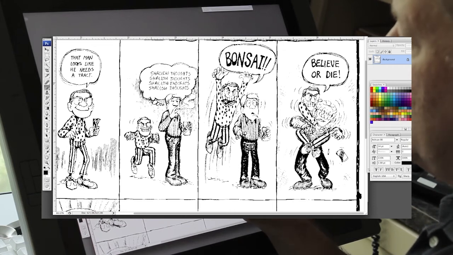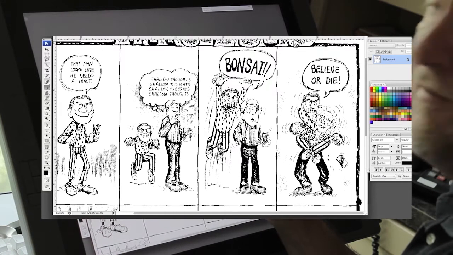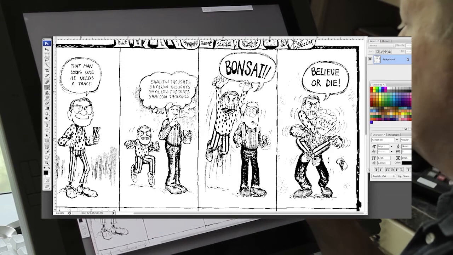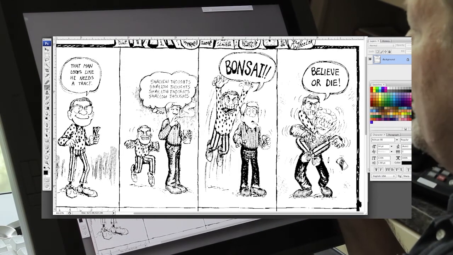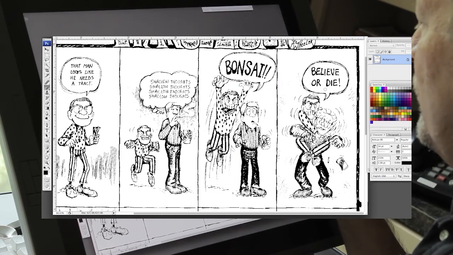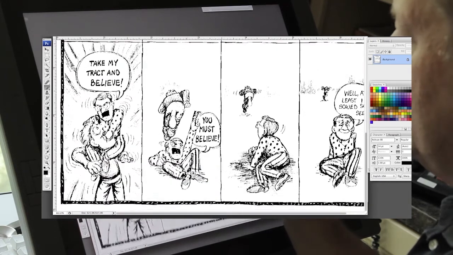And you see his approach there. He's sneaking up on the guy. Not very loving, is it? And so here's his approach. He screams, "Banzai," and then he has the guy around the neck, and he's screaming, "Believe or die," and he's throttling him by the neck. So, very loving approach, right?